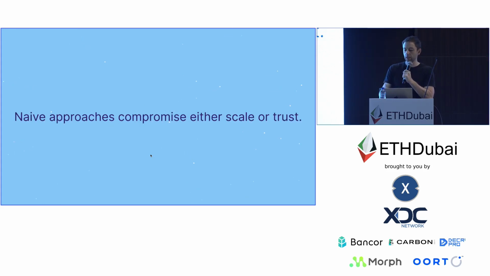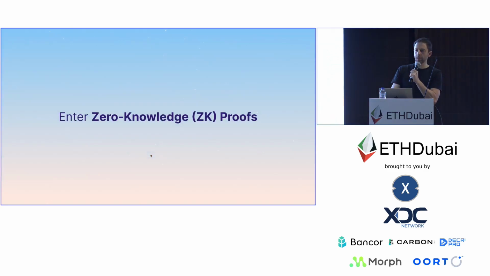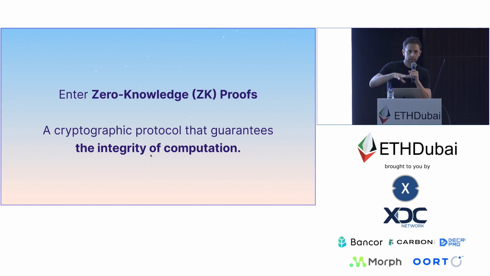And the naive approach is, as I said, to just not scale trust. They can scale something, but not really trust. And we need a transformative invention. And here the zero-knowledge proofs come to the scene. Because zero-knowledge proofs, how many of you are familiar with zero-knowledge proofs? Okay, great. So you probably know about the privacy aspect of it, and you know about the succinct proofs of computational integrity.